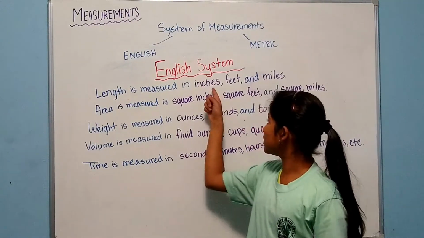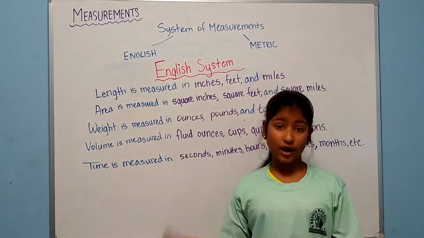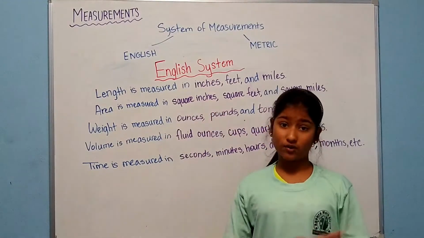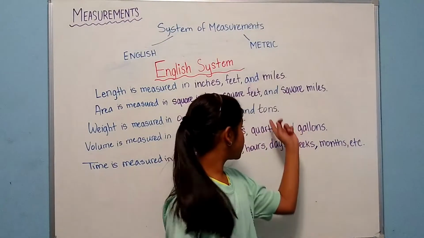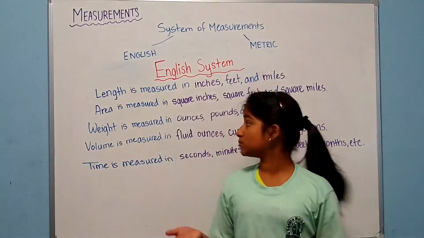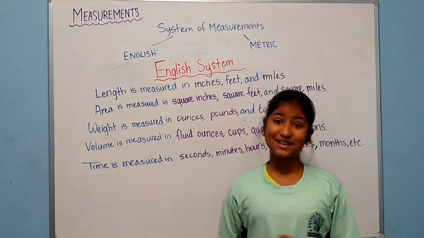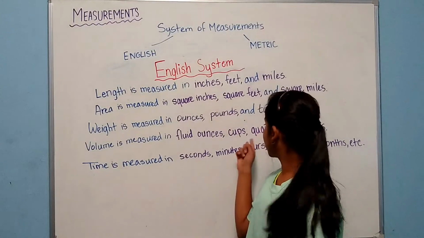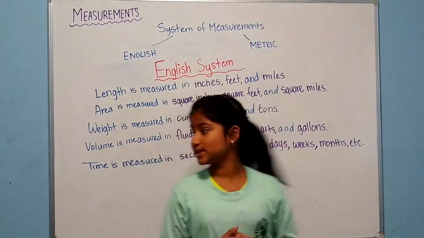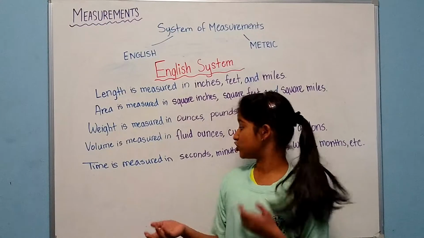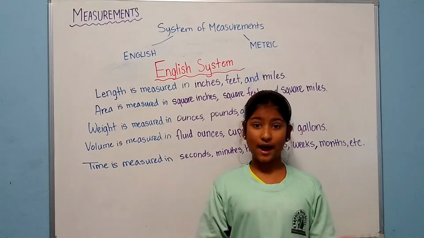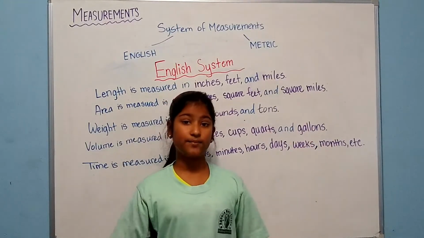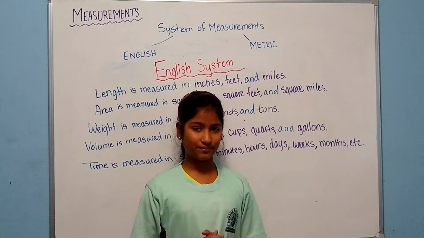Length is measured in inches, feet, and miles. Area is measured in squares of the length, meaning square inches, square feet, also known as acres, and square miles. Weight is measured in ounces, pounds, and tons. Volume is measured in fluid ounces, cups, quarts, and gallons. And time, as we all know, is measured in seconds, minutes, hours, days, weeks, months, years, and etc. So now you know about the English system.